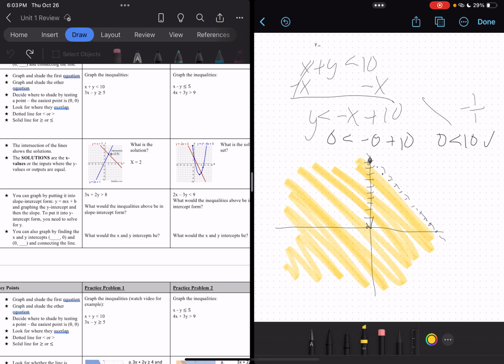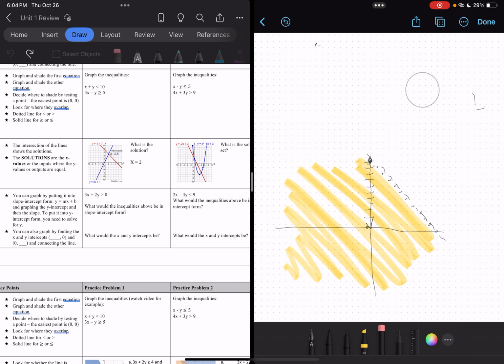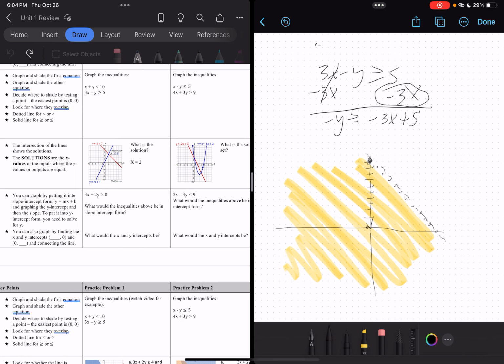All right, the second inequality I'm looking at, let me erase this so I have more space, is 3x minus y is greater than or equal to 5. Here again, I want to get y by itself, so I'm going to subtract 3x from both sides, and I'll get negative y is greater than or equal to negative 3x plus 5. Again, I'm writing this term first because I want it to be in y equals mx plus b format.